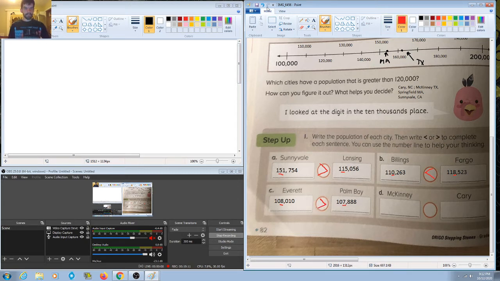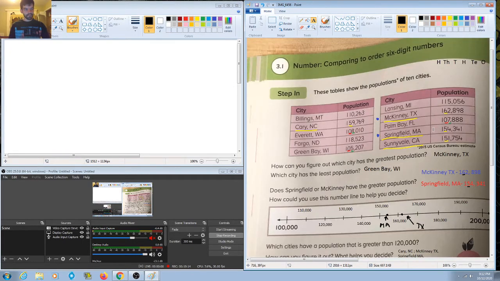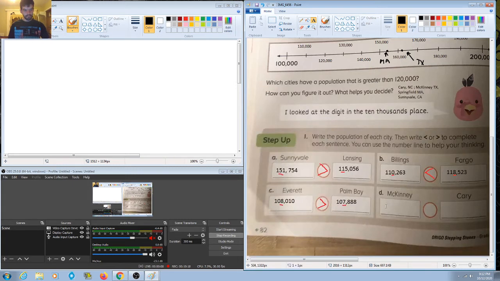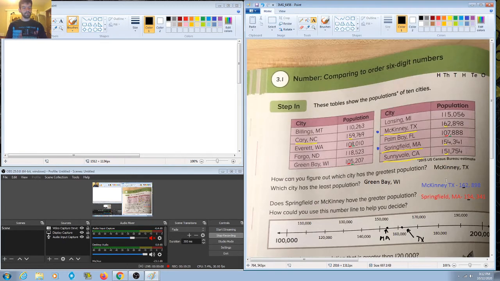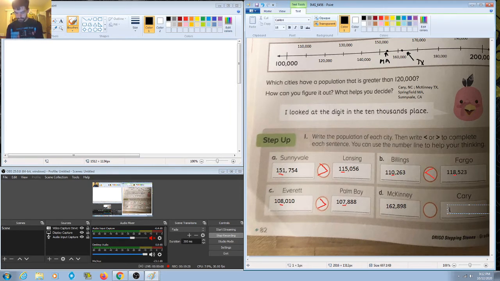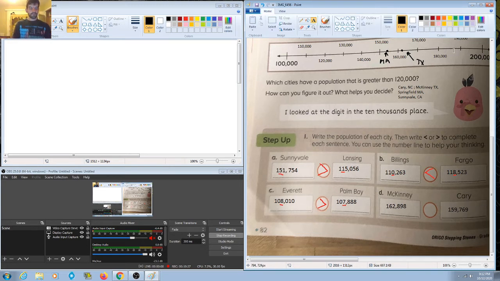Okay, let's look at McKinney and Cary. McKinney has 162,898. And then Cary has 159,769. Okay. So in this case, we start off with our 10,000th place, and that is enough to find a difference because those values aren't the same. So we go to the 10,000th place of McKinney and we see 6. We go to the 10,000th place of Cary and see 5. And Cary is going to be less than the population of McKinney because 5 is less than 6. Another way to think about it is McKinney is a larger population because 6 is greater than 5. So we'll go this way.